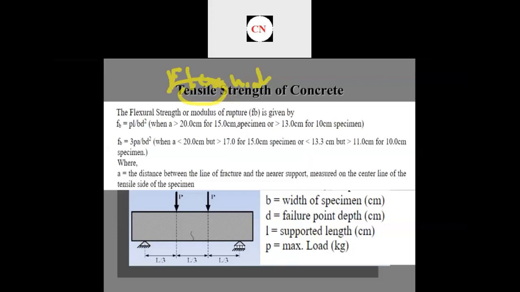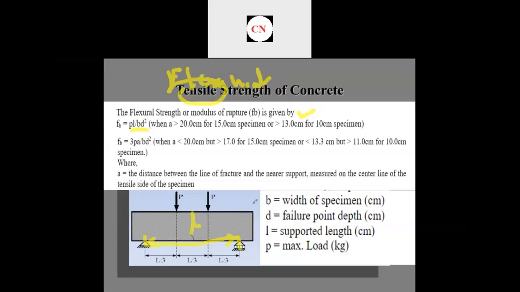So the flexural strength or modulus of rupture, FB, is given by this particular formula. You need to know that particular formula, then we will have an idea how we can get these many parameters. So FB is given by PL by BD square. P is the load, L is the span, that is the clear distance between the supports, which is taken as span length L.